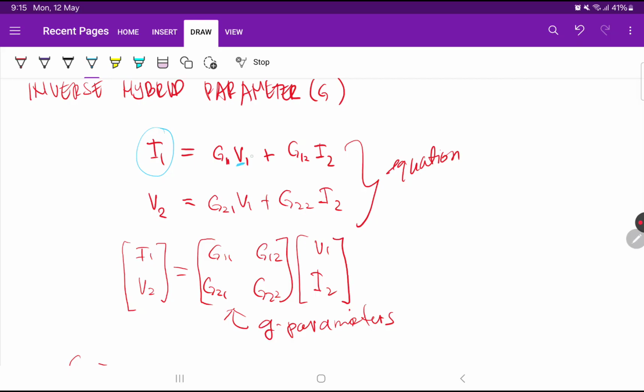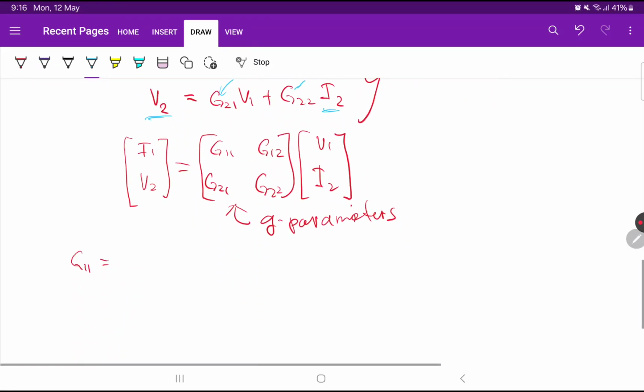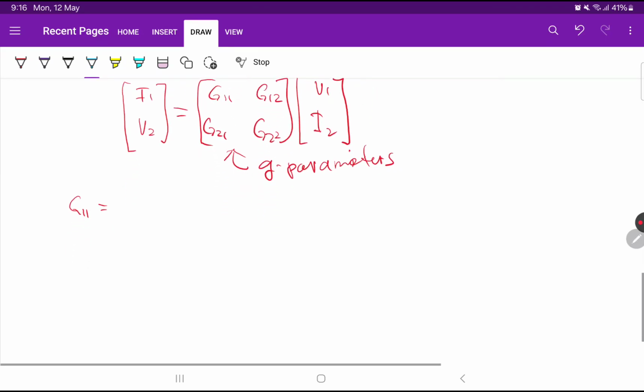So to make that one a current, you must divide that by Z. Therefore, the unit for this one must be in Siemens. While this one is already in current, so this must be unitless. And this must be unitless also because this is a voltage and this is a current. So in order for that to become a voltage, you multiply it by a Z or ohms. So the unit for G11 is Siemens. So it's the inverse of the impedance.